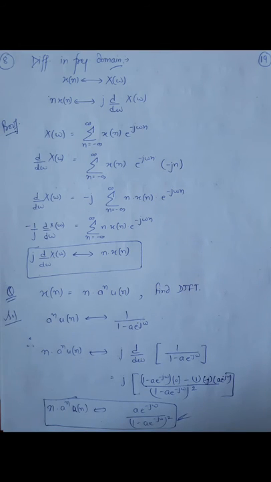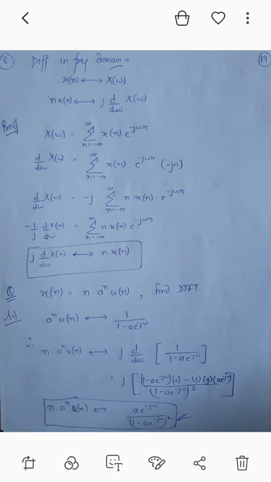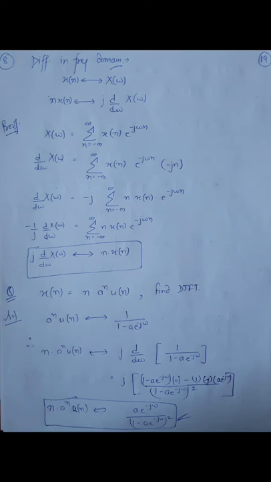Next property is differentiation in frequency domain. x of n having discrete time Fourier transform X of omega, so n into x of n is j d by d omega of X of omega. So differentiation in frequency domain is represented as d by d omega of X of omega. Write down the formula of DTFT and differentiate with respect to omega. So we have minus j n x of n e raised to power minus j omega n, minus j will be outside, so it becomes minus j summation of n into x of n e raised to power minus j omega n.